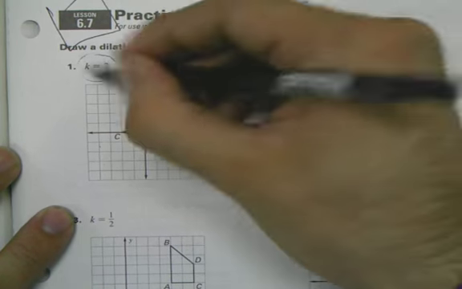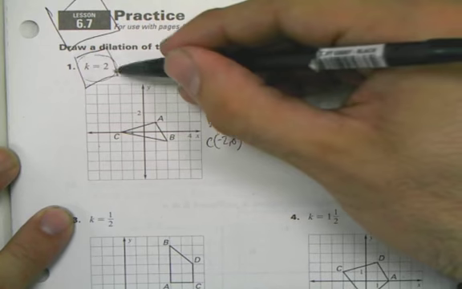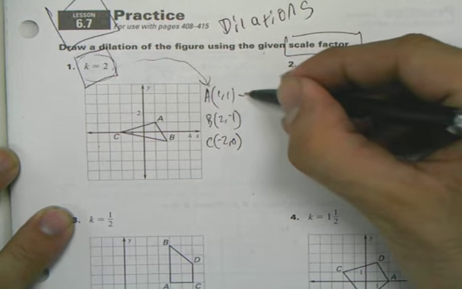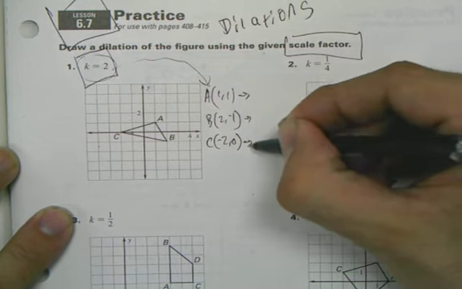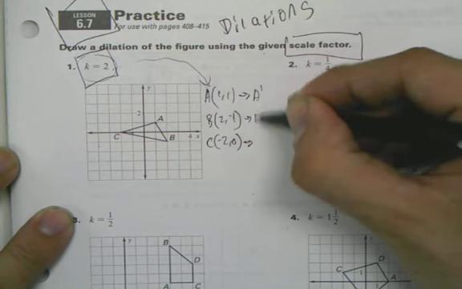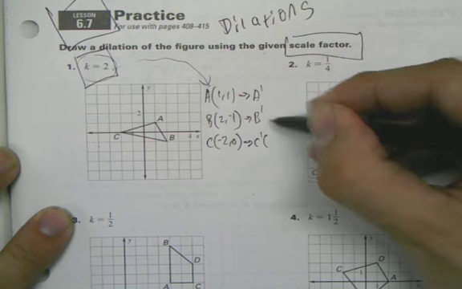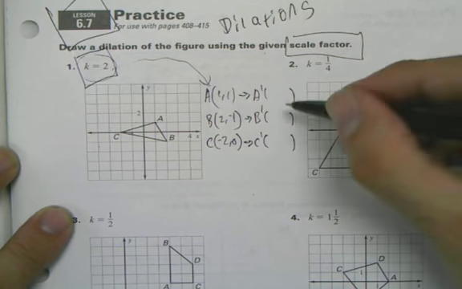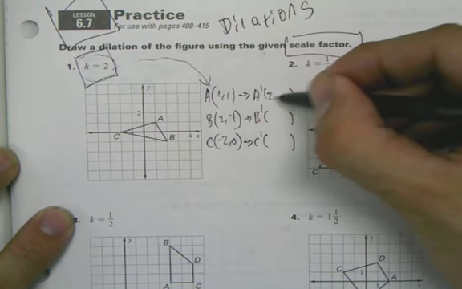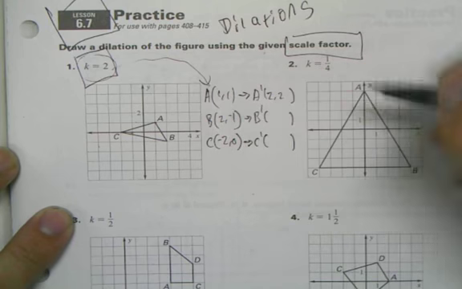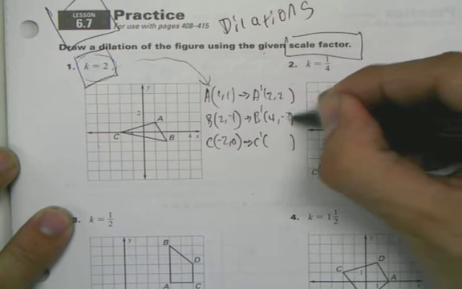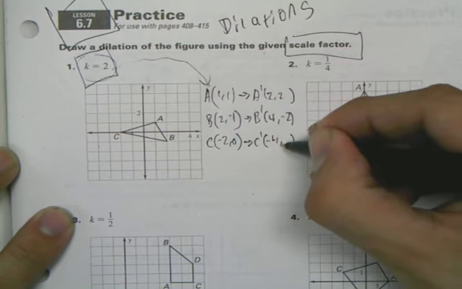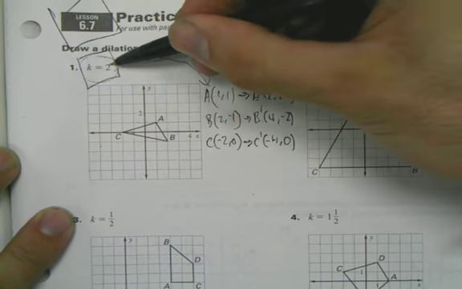All right, and we want to put it through a scale factor k, so we're going to multiply k into all of these. So now we know that it's going to turn into A prime, B prime, and C prime, which is the image. Okay, so multiply by 2, then we have 2 comma 2. B turns into 4 comma negative 2. C comes into negative 4 comma 0. I multiply 2 by everything.